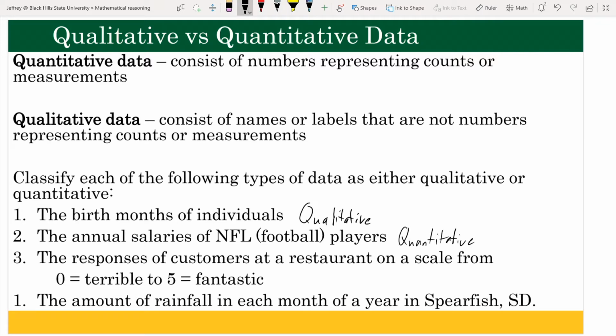And the response of customers at a restaurant on a scale from 0 equal terrible to 5 equals fantastic. Even though the responses are rated from 0 to 5, the numbers actually have a qualitative meaning instead of a quantitative meaning. So this would actually make this qualitative. And for the last one, since we're dealing with the amount of rainfall, this will end up being quantitative.